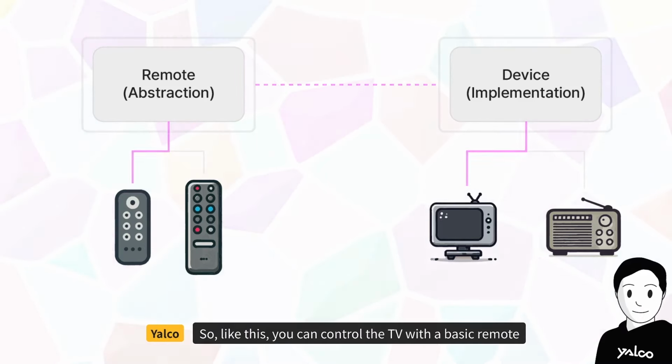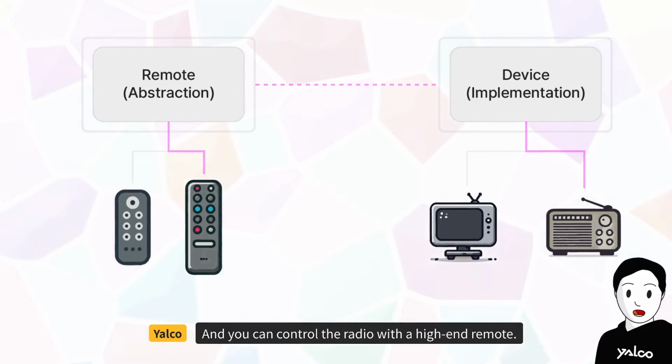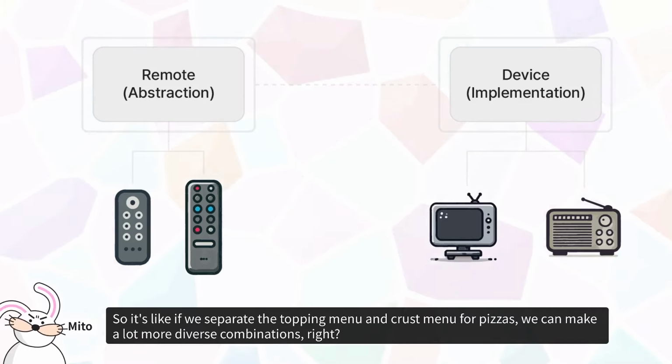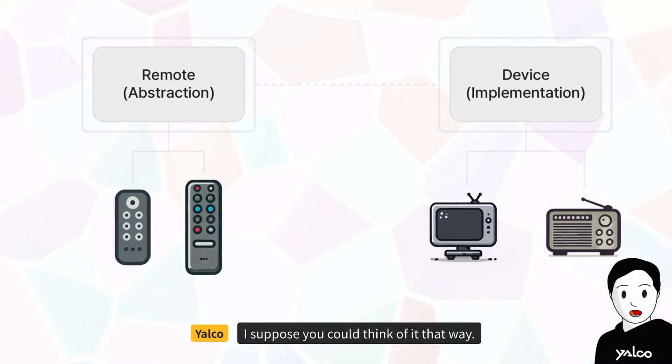So, like this, you can control the TV with a basic remote, and you can control the radio with a high-end remote. So it's like if we separate the topping menu and crust menu for pizzas, we can make a lot more diverse combinations, right? I suppose you could think of it that way.